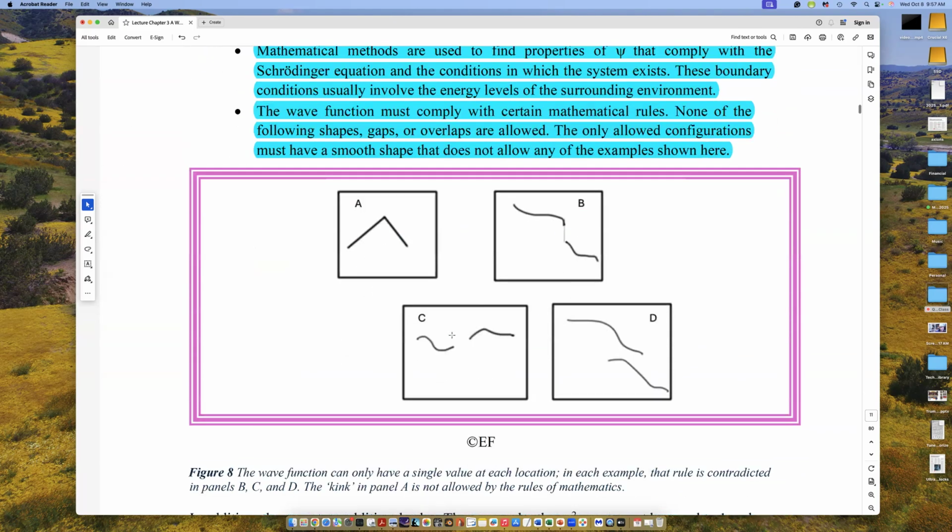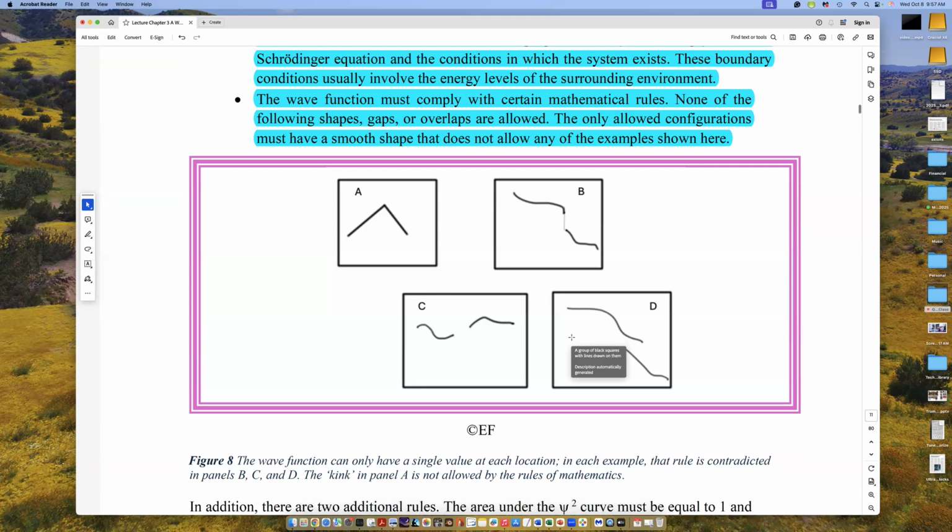Now, there are some rules for all of mathematics that the wave function has to be smooth. That's a semi-technical term, but it can't do this. It can't have a kink in it like that, and it can't have 2 values at the same place or at the same time. It can't have a gap. It can't overlap like this. So when the problems of describing a quantum system are dealt with, the results have to accommodate these kinds of boundary conditions. They can't just be any old thing.